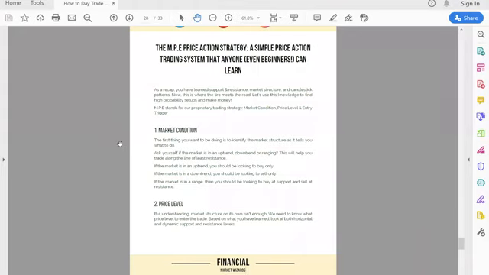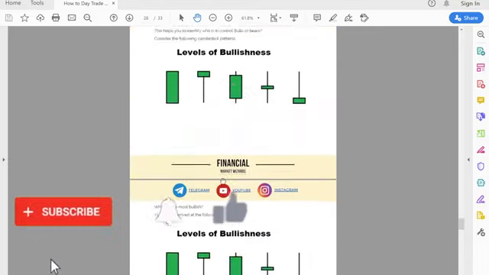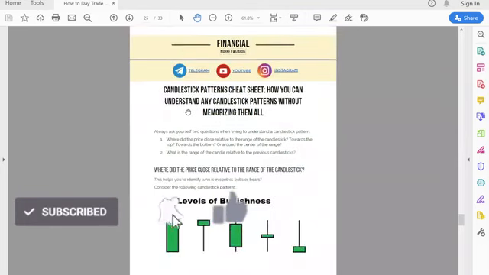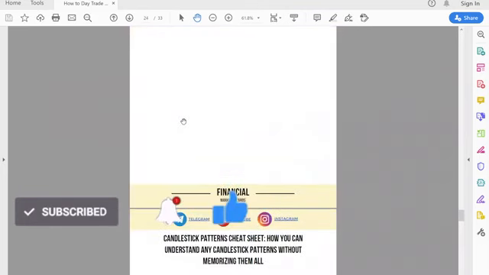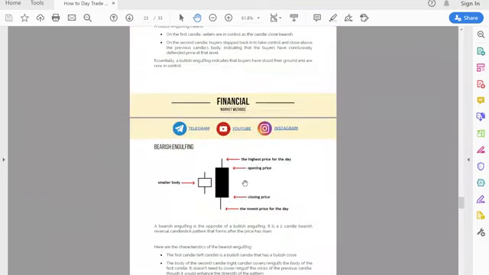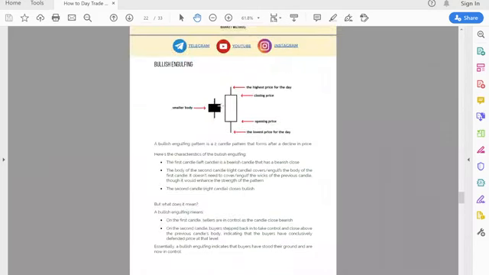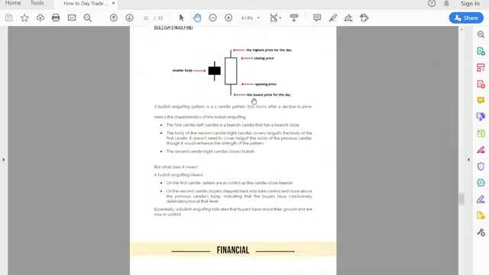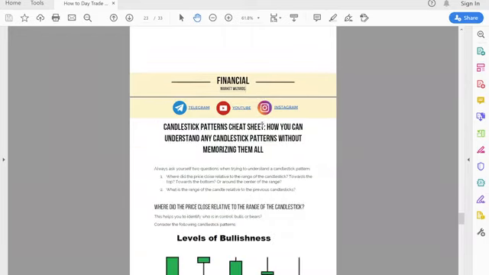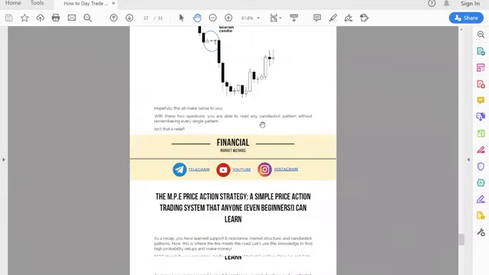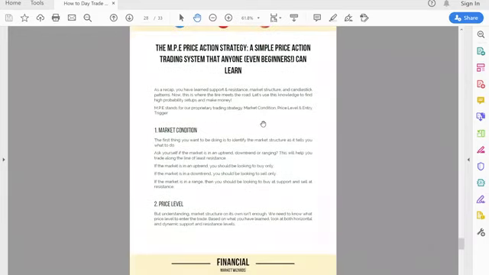Now for you to use this strategy, I'm going to assume that you already know how to read candlestick patterns. In fact, in this guide, we do talk about candlestick patterns. We have a candlestick patterns cheat sheet. We also show you how to read the charts, how to identify a bullish candle, bearish candle, and all those good stuff. But for the purpose of this video, I will not be going through that. I'd like to just jump straight into the MPE strategy.